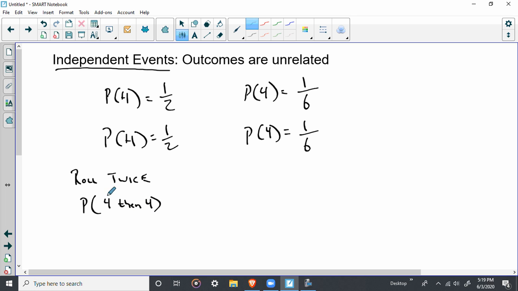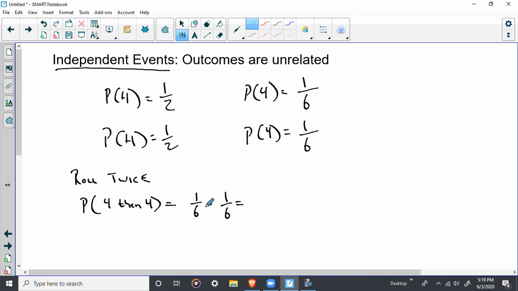So what's your probability of getting a 4, then getting another 4? Well, pretty straightforward. You have to say, what's your probability of getting a 4 on the first die? It's 1 out of 6. What's your probability of getting a 4 on the second die? 1 out of 6, okay?